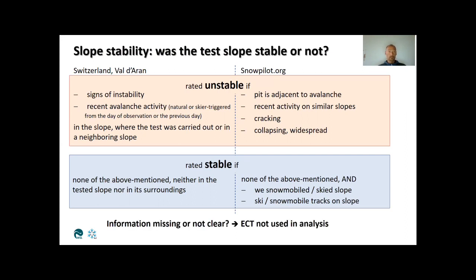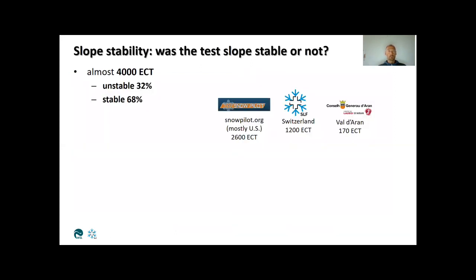If part of this information was missing, or it wasn't clear in which category we could assign a location, we didn't use this ECT. And this meant that from the more than 30,000 snow pits which are stored in these databases, we ended up using 4,000. Of those, about 1/3 were considered as being in an unstable slope and 2/3 in a stable slope. What you can see here on the right is that most of the data we are now actually analyzing comes from the SnowPilot database, and about 200 also from Spain.